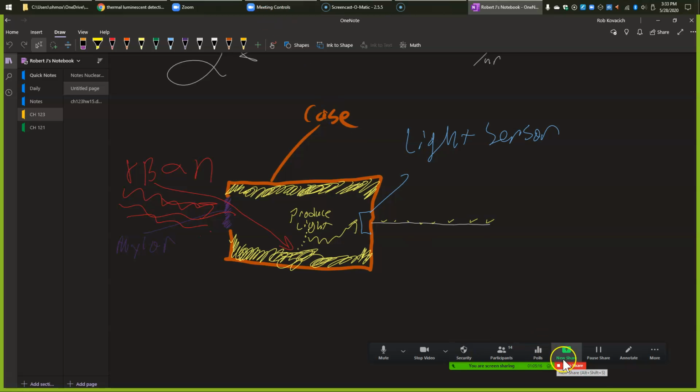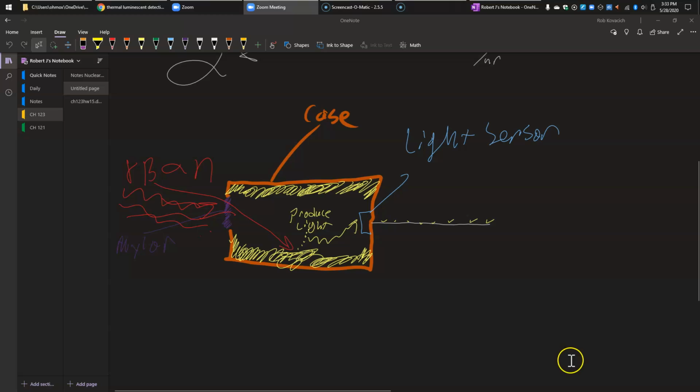Can you use that to detect if it's retooled any particular frequency of light? Yeah, what are you looking at on my screen?